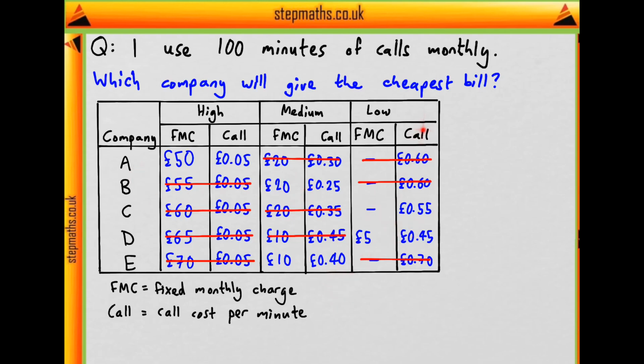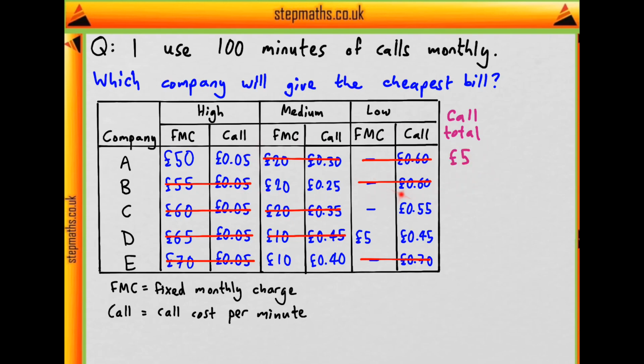So let's work out how much we pay in each one of these options and see which one's cheapest. So how do we work out how much we're paying per month for each of these contracts? Well, firstly, we need to know how much we're paying for calls. So we have 100 minutes, and so firstly with A, we're paying 5p per minute. How much will that be total for calls? So 100 times 5p is £5.